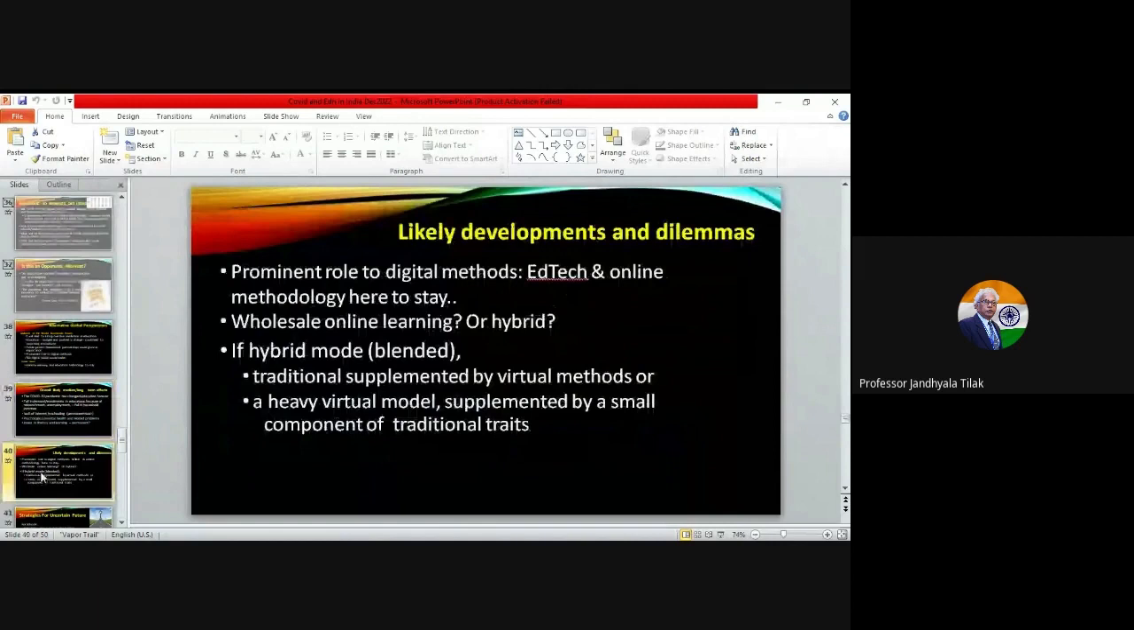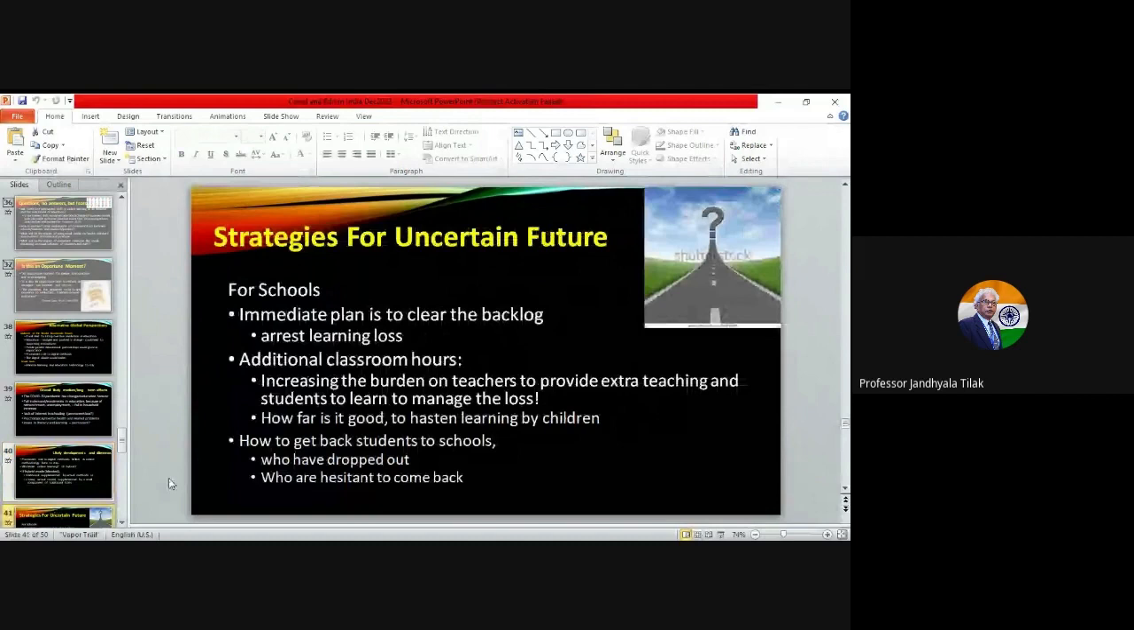Now, the likely developments, if you look at the trends taking place in developing countries like India, are that digital methods will have a prominent role, and educational technology and online methods are here to stay. The only question is whether there will be wholesale online learning activities replacing the traditional methods, or hybrid modes. If it is a hybrid mode, a blended traditional model supplemented by virtual methods is perhaps the better method, even though the other options are being talked about in quite a few places.